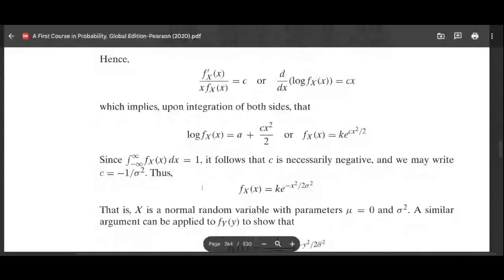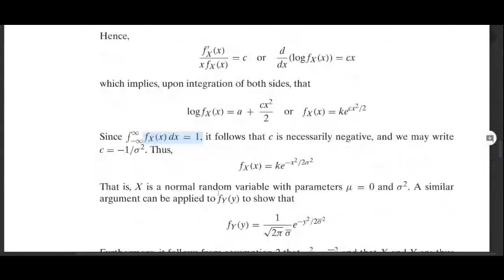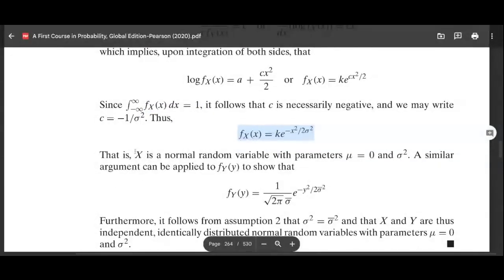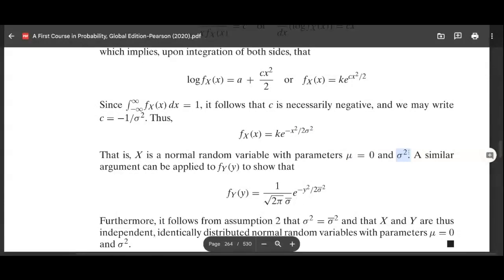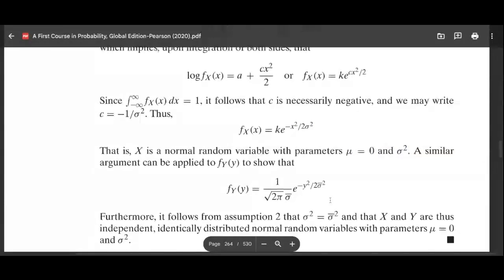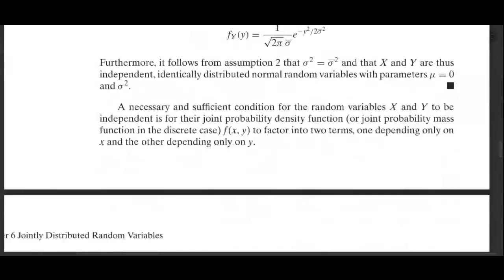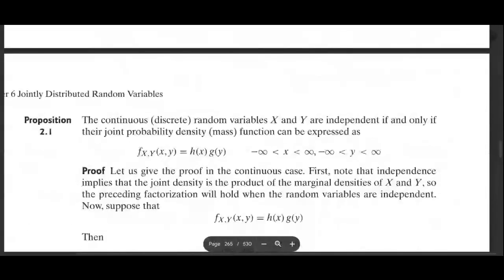Since it's a probability distribution, it follows that, so this is just a proof that x is a normal random variable. Remember the density function for a normal random variable, with the parameters mu equals zero and sigma squared? All right, that's too much for us.